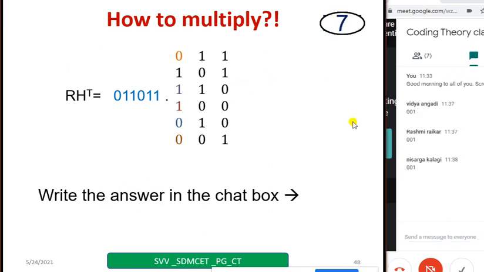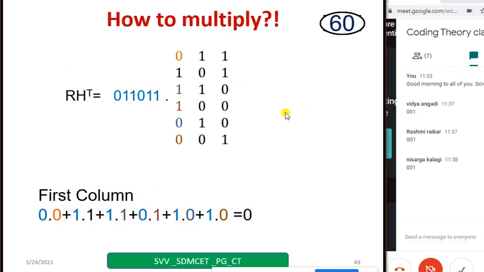Multiplication of these two. I intentionally used a different color so that those who are having difficulty can understand. 0 into 0, 1 into 1 plus 1 into 1, 0 into 1, 1 into 0, 1 into 0. If I add all, I'll get a 0. This is the first bit, and everybody got a 0 only. Second bit also, I think they got 0.